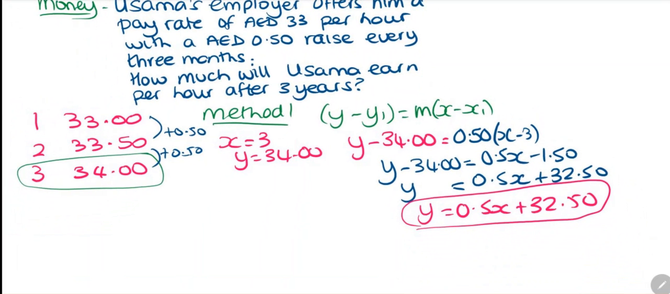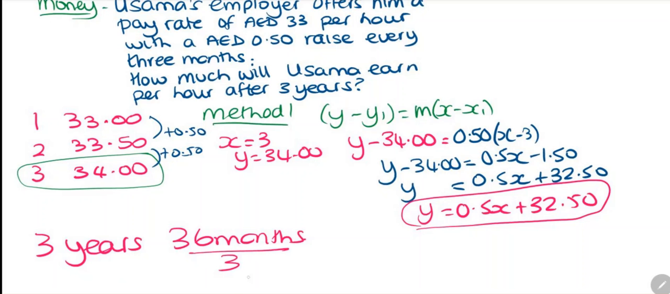So after 3 years, so 3 years is going to be 36 months. Now the payment is every 3 months. So if we divide this by 3, we're looking for the 12th payment, the 12th payment or the 12th term.